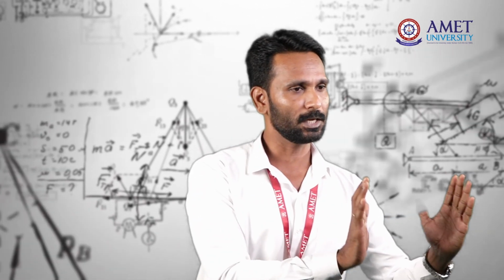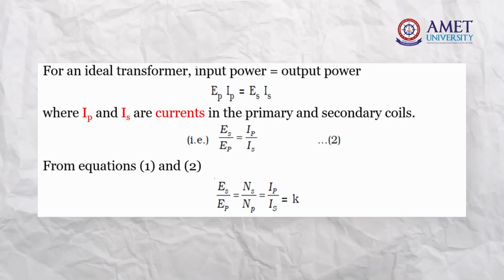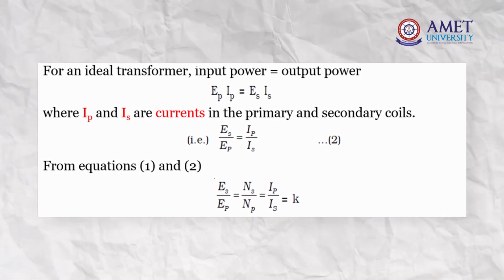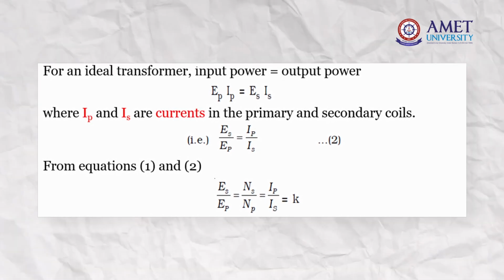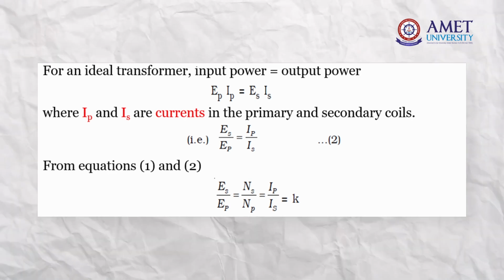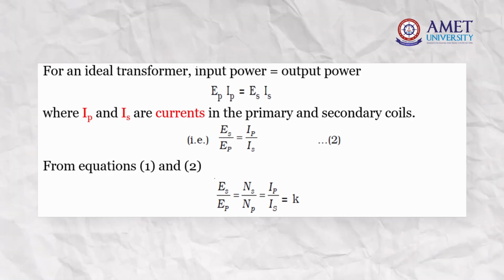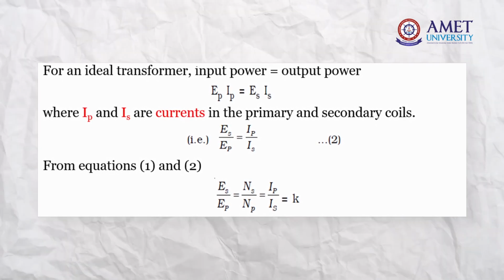For an ideal transformer, there are no losses, so the input power is equal to the output power. That is an ideal transformer. So EP into IP equals ES into IS, where IP is the current in the primary coil and IS is the current in the secondary coil. So ES/EP = IP/IS. That is equation number 2.